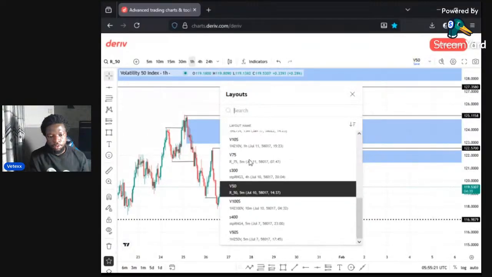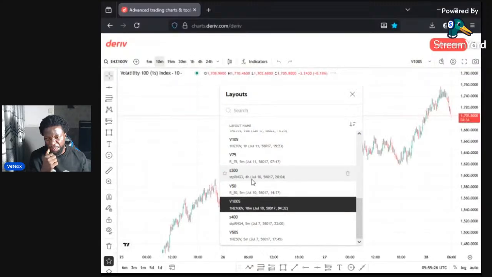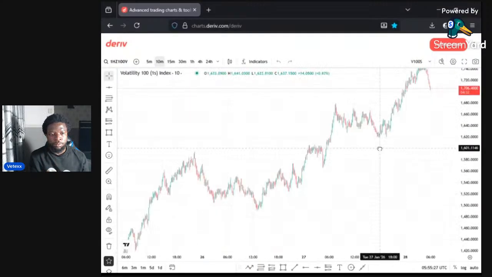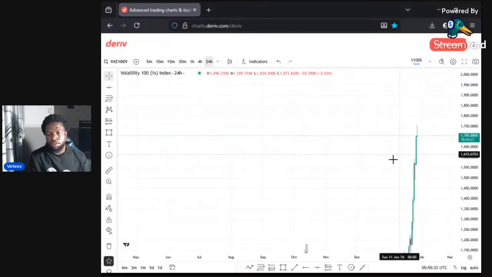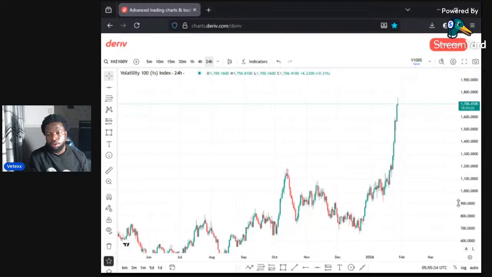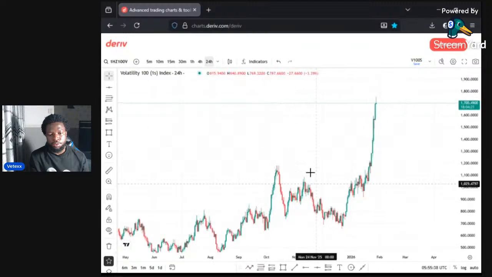Let's check out the next, which is V100S. Starting from the weekly time frame, it's bearish on the weekly time frame. It's here to smash its target. V100 is bearish on the weekly time frame. It's here to smash the target.